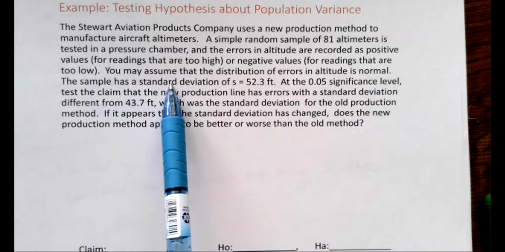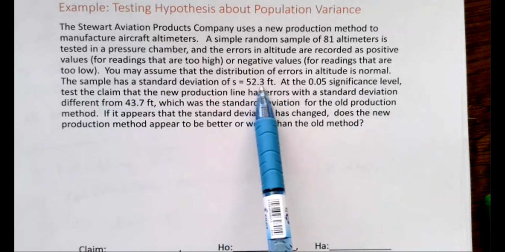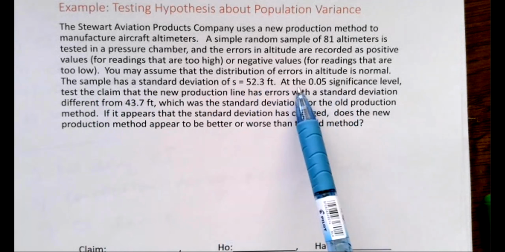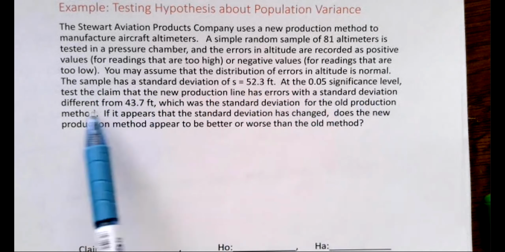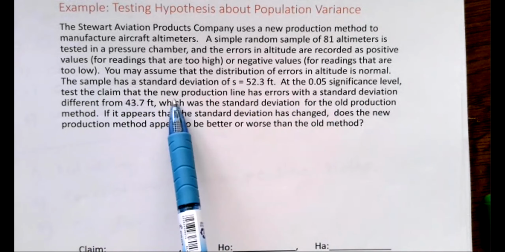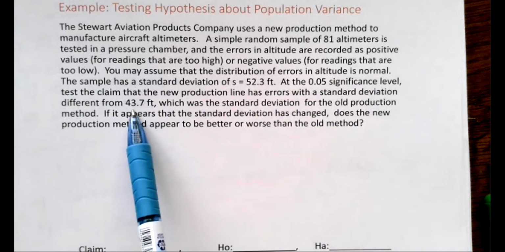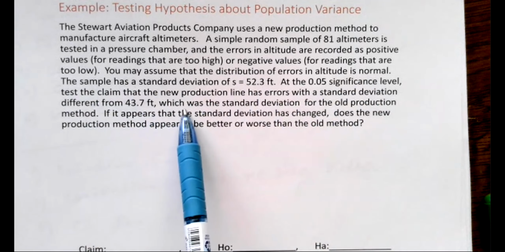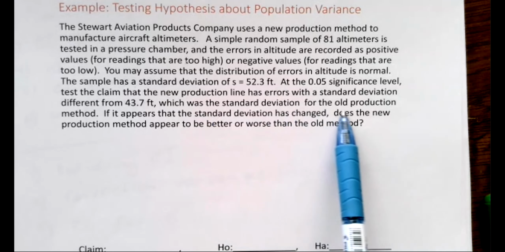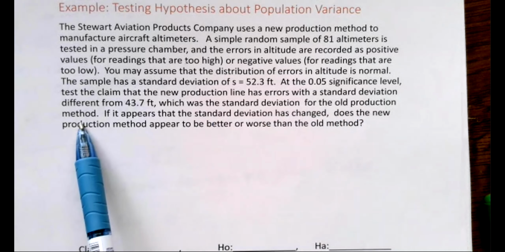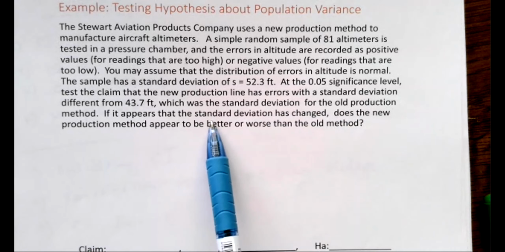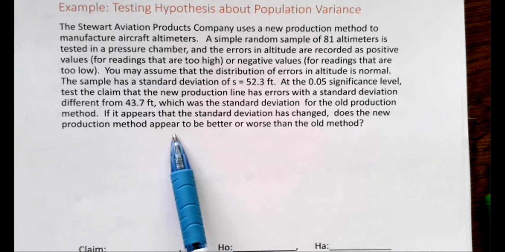The sample has a standard deviation of 52.3 feet. At the 0.05 significance level, test the claim that the new production line has errors with a standard deviation different from 43.7 feet, which was the standard deviation for the old production method. If it appears that the standard deviation has changed, does the new production method appear to be better or worse than the old method?